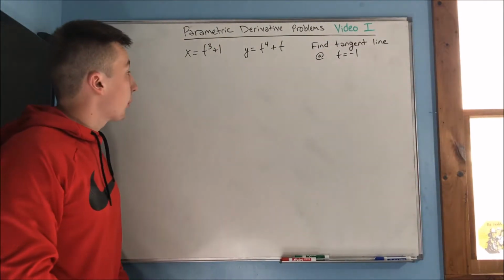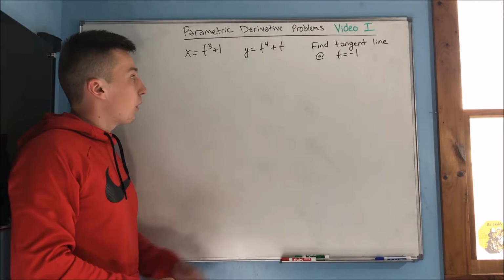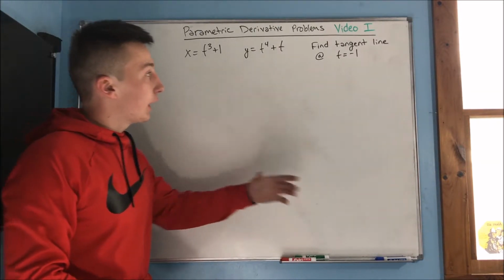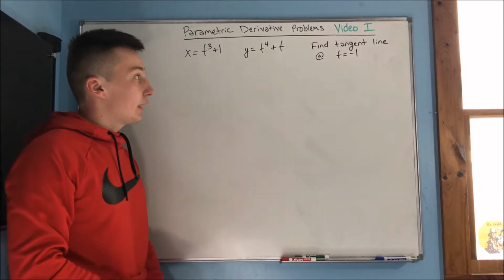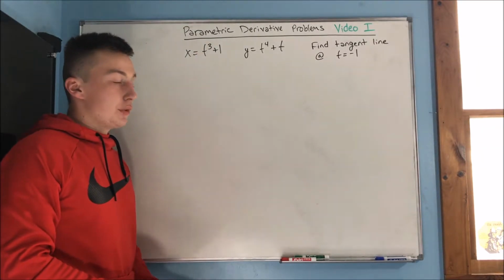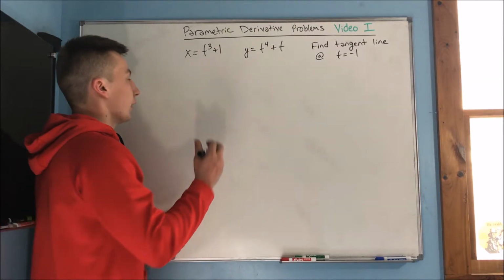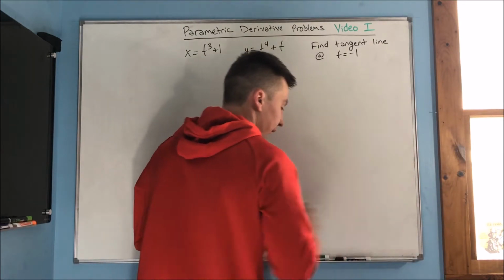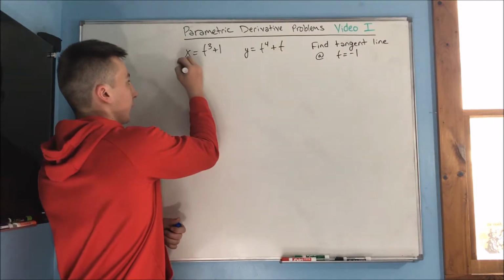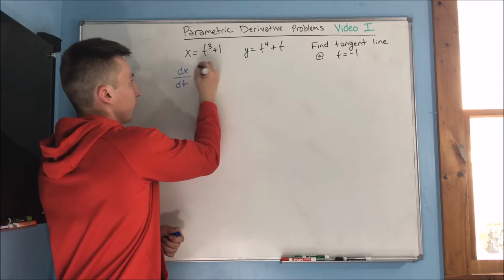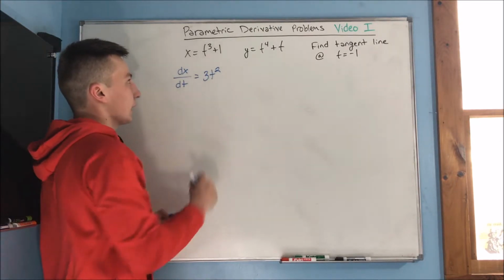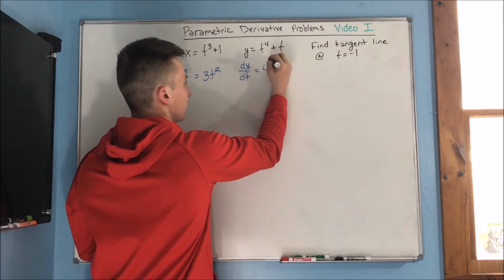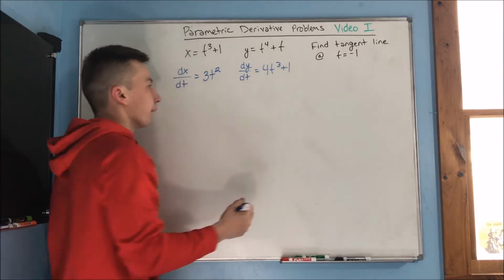Alright, so we have our next problem up on the board here. x equals t cubed plus 1 and y equals t to the 4th plus t. Alright, so those are our parametric equations, and we need to find the tangent line at t equals -1. So to do that, first we need to find dy/dx. We can do that by finding our derivative of each of these, right? dx/dt and dy/dt, which is going to be 3t squared for dx/dt, and for dy/dt, just going to be 4t cubed plus 1.